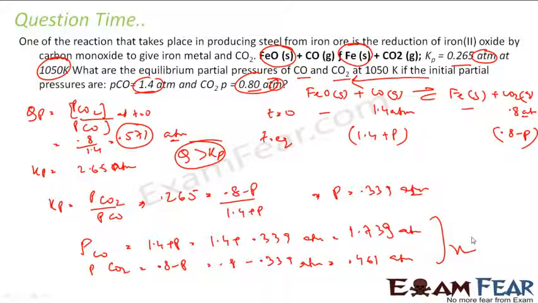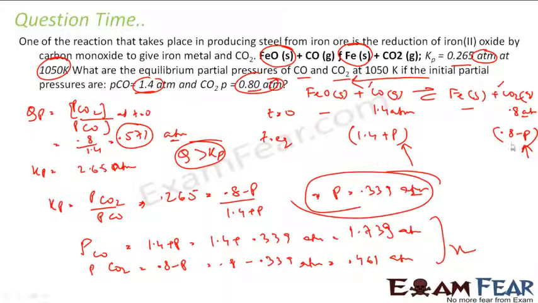So the first thing I did was find the value of Q to determine the direction of the reaction. I found Q is greater than Kp, so the reaction goes in the backward direction. So I assumed the partial pressure of CO2 will be reduced by P, and the partial pressure of CO will be increased by P, because all have the same stoichiometric coefficient. With Kp equal to the partial pressure of CO2 by CO, I found the value of P. With the value of P, I can easily find the partial pressures of CO2 and CO at equilibrium.